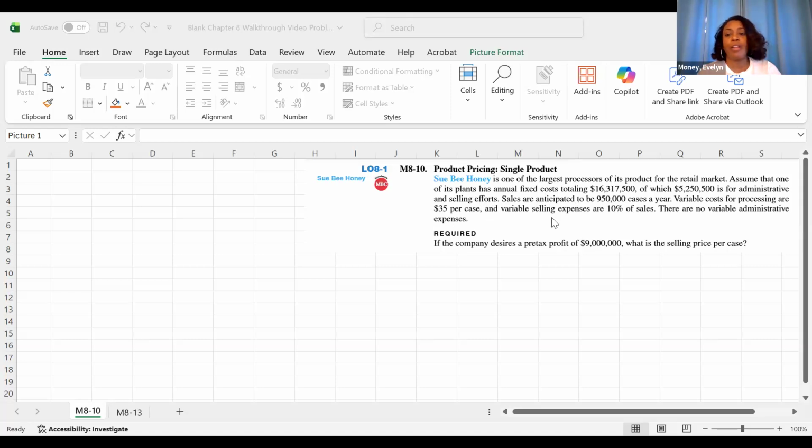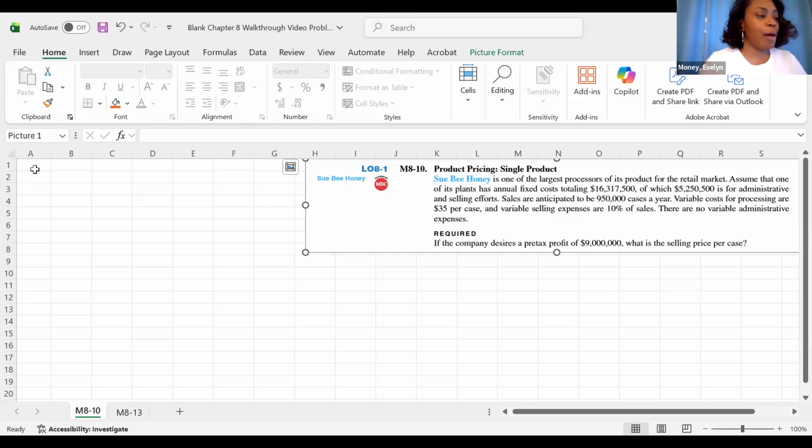Variable costs are $35 per case. And variable selling expenses are 10% of sales. There are no variable administrative expenses. If the company desires a pre-tax profit of $9 million, what is the selling price per case? This is a big algebraic word problem. And with this particular problem, we are going to use the profit equation.